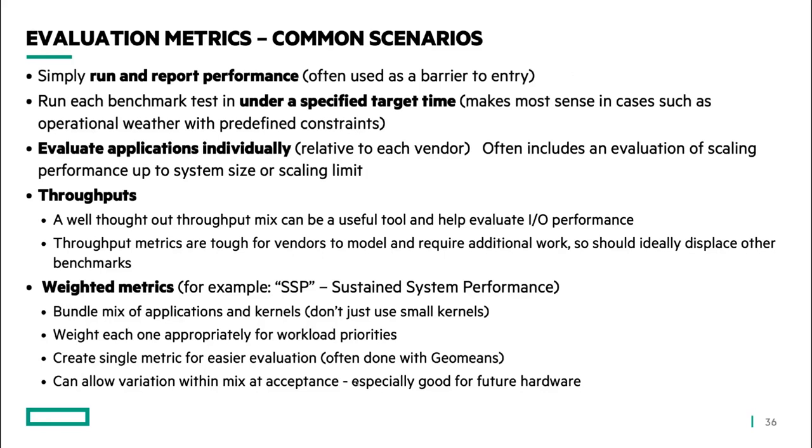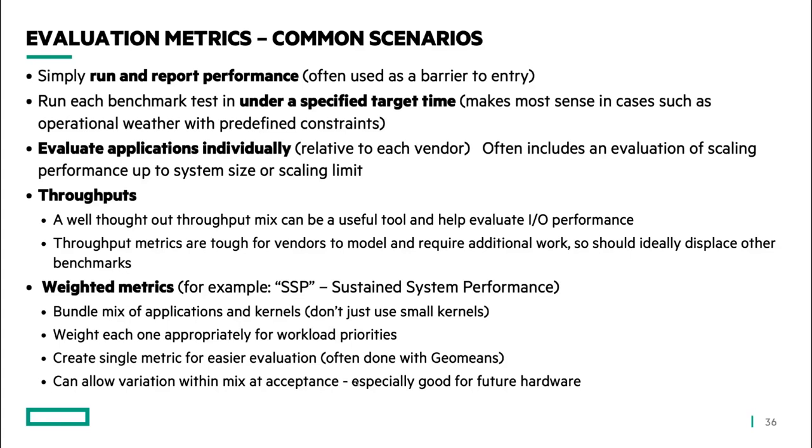It's sometimes used to evaluate applications individually and looking at scaling performance up to system sizes. Throughput mixes can be really a useful tool, but at the same time, they can be very tough for us vendors to model, and they require a lot of additional work than individual codes. And so ideally, if you include a throughput, it should displace other things.